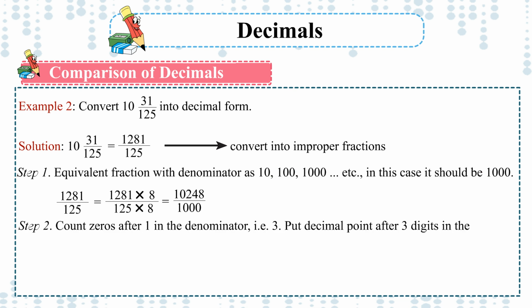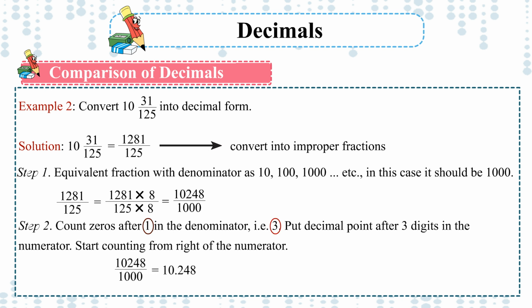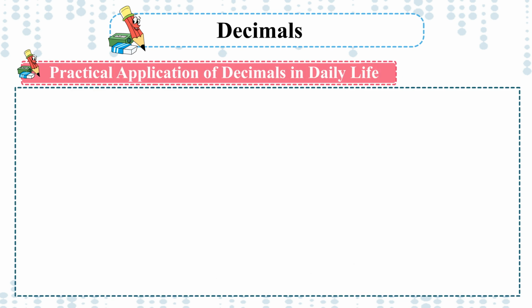Step 2. Count zeros after 1 in the denominator, that is 3. Put decimal point after 3 digits in the numerator. Start counting from right of the numerator. 10,248 upon 1000 is equal to 10.248. Answer: 10.248. Practical application of decimals in daily life.